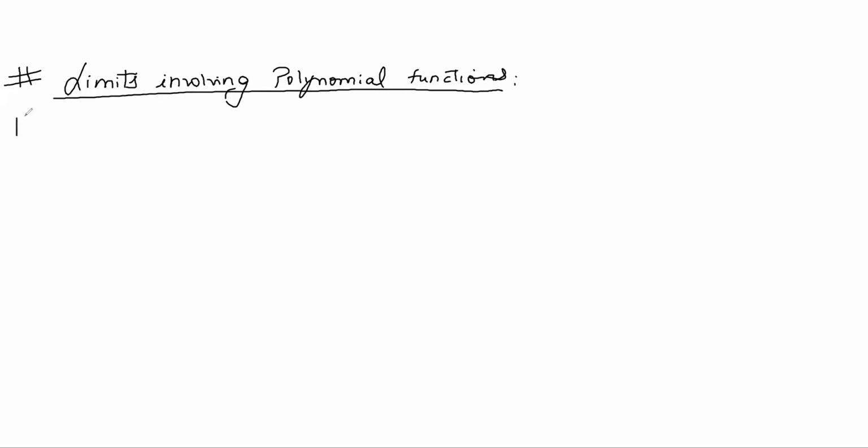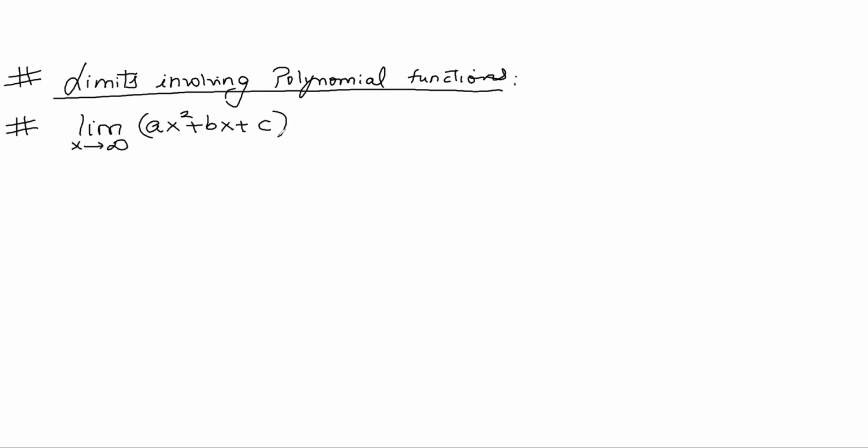So guys, suppose I have this limit as x tends to infinity. Suppose, guys, this is my polynomial. All of us know that ax square plus bx plus c is a polynomial. It's a quadratic polynomial of degree 2. Now, how will I evaluate this limit? Okay, so let's understand how we evaluate the limit.